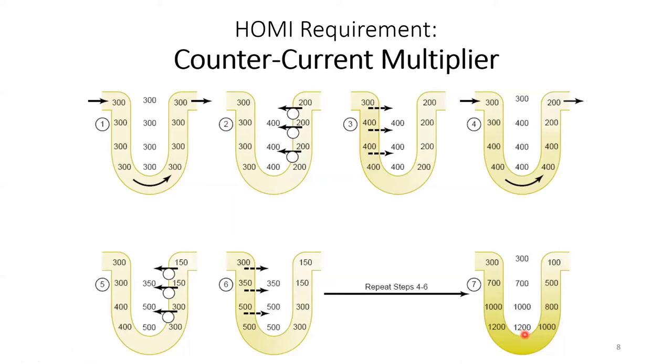So here you pick up the concept of HOMI dictating the osmolarity of the urine. The maximum that you can concentrate the urine is 1200 milliosmol, and the reason for that is that that is the maximum capability of HOMI in the interstitium. More of this will make sense to you as we go along.